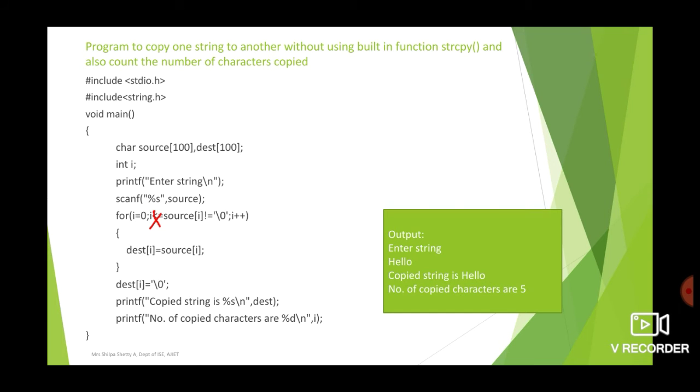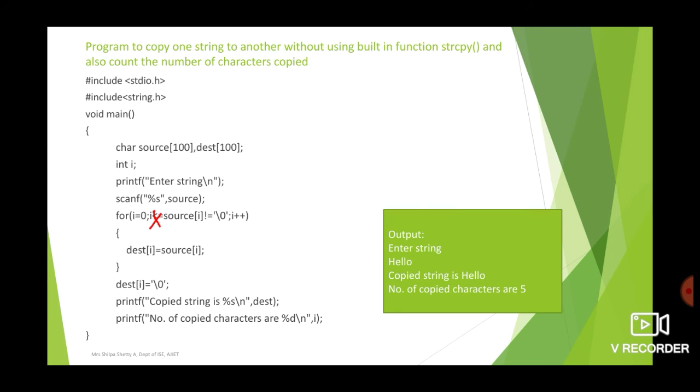destination[i] = source[i]. The character present in the ith location of source should be copied to the ith location of destination. So all the characters will get copied here. Once the characters are copied, you know that the for loop will terminate once it finds the null character in the source string.